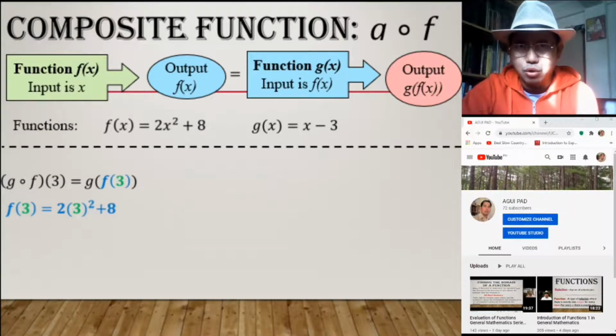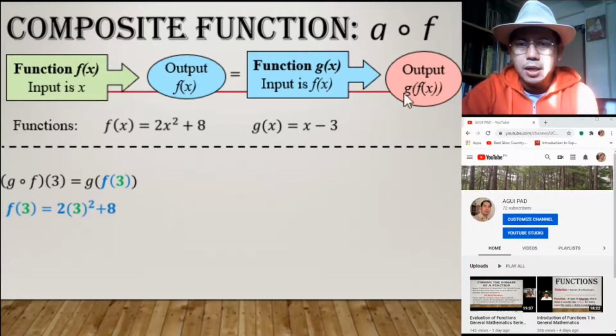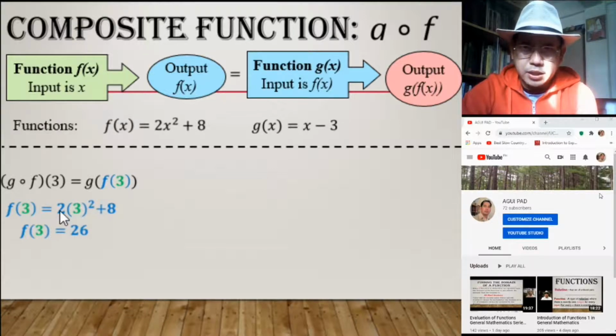evaluate the f function, which is I have in here f of 3. I will replace the x with 3 and continue solving the equation according to its definition. 2 multiplied by 3 raised to the second power plus 8. So you will notice this pattern is the same as the definition of this f of x. Now let's continue. Now f of 3 will give you a result of 26. Why? 3 raised to the second power is 9, multiplied by 2 is 18, plus 8 will give you 26.